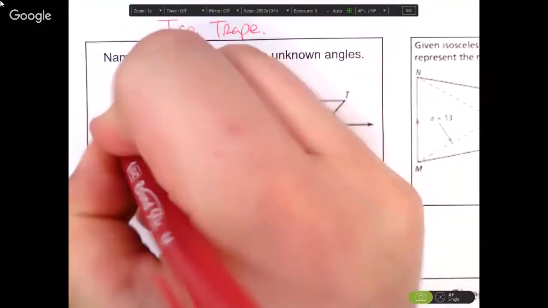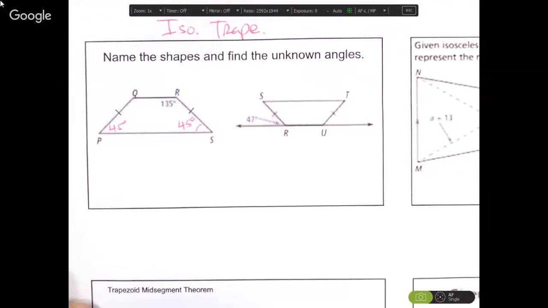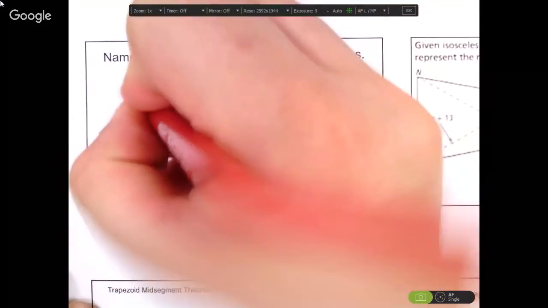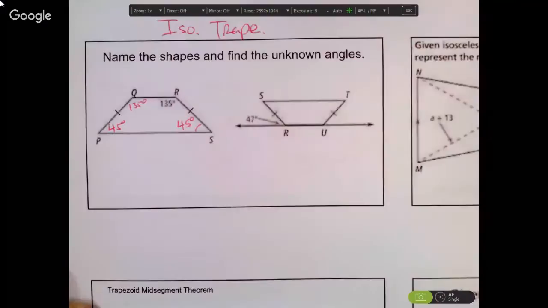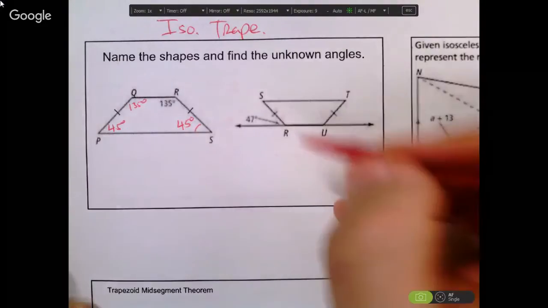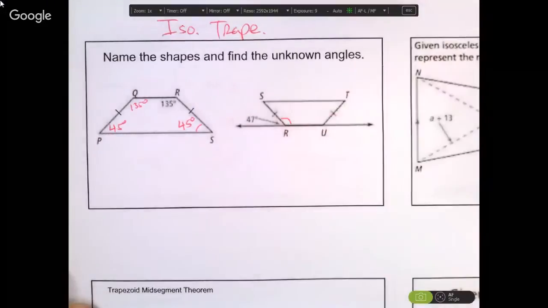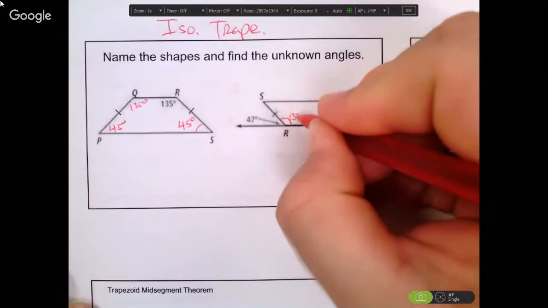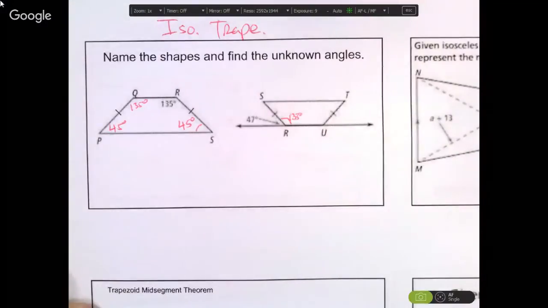Angle P is 45. And then they all add up to 360. Q is 135. So you could add them all up to 360 and go that way, but those angles are congruent, so that makes life a little bit easier. This angle here would have to be what? 133. How do you know that? Because subtraction. Supplement your angles. Good job.